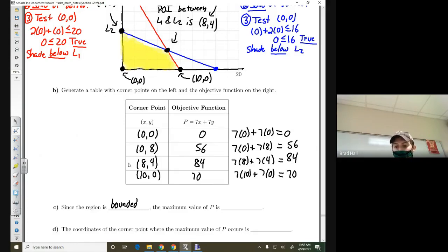And so from here, the maximum value itself is the largest number in our table. It's the 84. It's larger than the other three. So the largest value is 84. And the ordered pair that gave us 84 was (8, 4). That concludes this example. Does anyone have any questions before we move on to example 3?